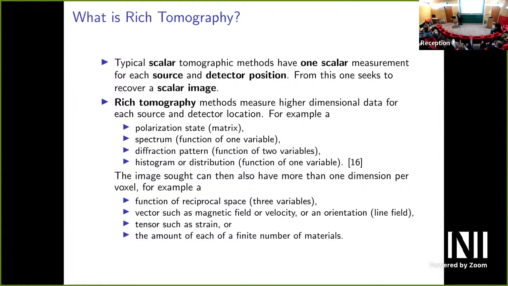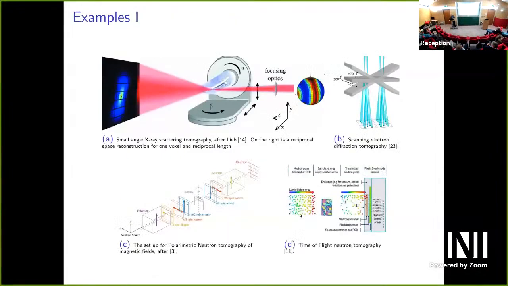It implies that we might want to find something that's also higher dimensional. So rather than just a scalar image, a vector image, an image that's a function of something, a function on the sphere perhaps, or characterizing a number of materials or anything. So here are some examples, not exactly all the examples that I do, and these are taken from the application papers that are there.